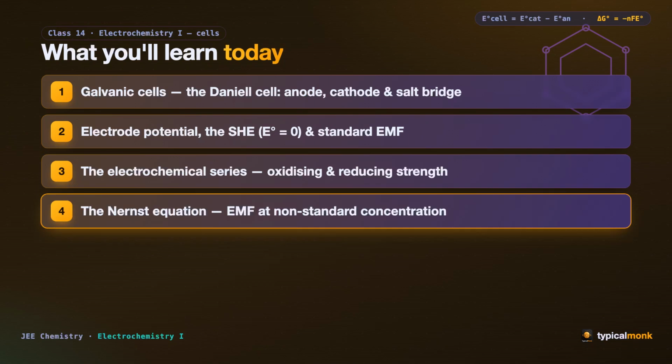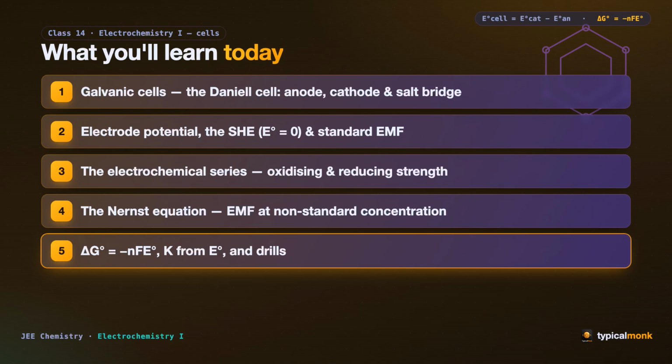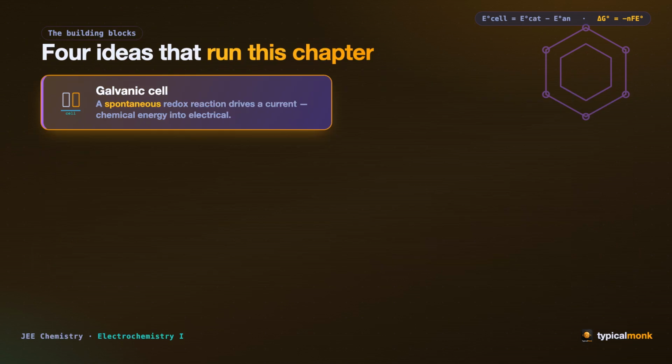Fourth, the Nernst equation, the EMF at non-standard concentration. And fifth, delta G standard equals minus nFE standard, the equilibrium constant K from E standard, and drills. One idea at a time. Five ideas run this entire chapter. Look at them together first.